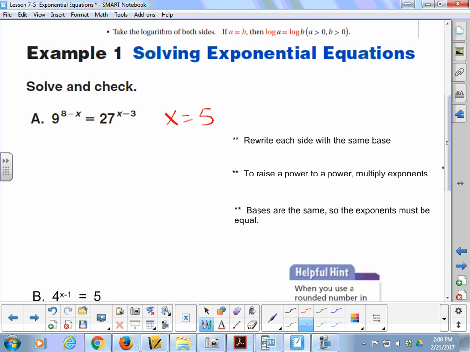The first thing is we want to see if we can make the bases the same. So we want to rewrite each side with the same base. In other words, can I write 9 and 27 with the same base, though obviously the powers are different? What number raised to a power equals 9 and raised to a different power equals 27? 3 does. 3 squared is 9, and 3 cubed is 27. So I'm going to rewrite these: 3 to the second, and 3 to the third.